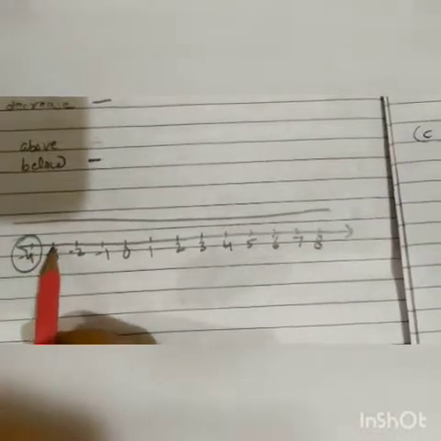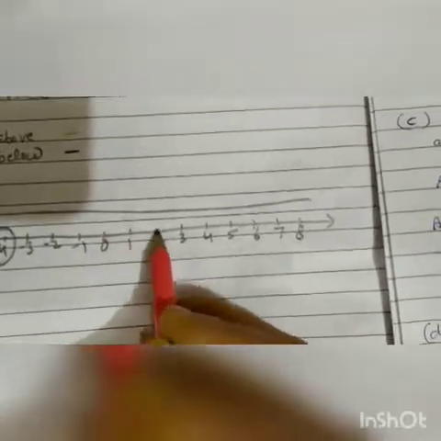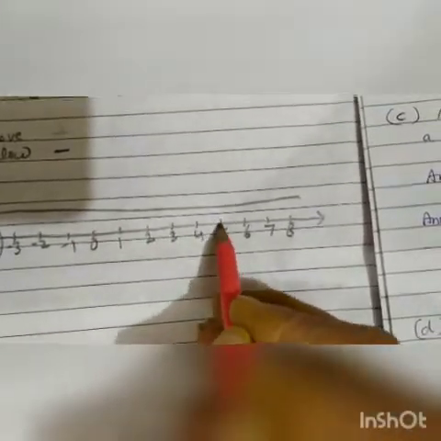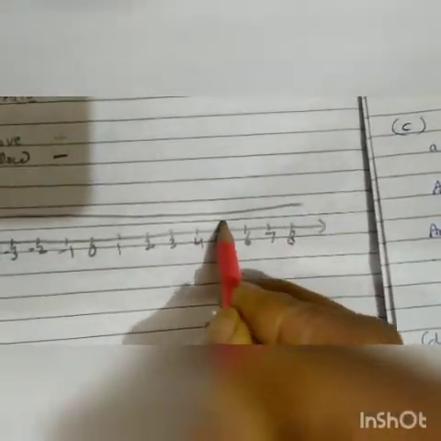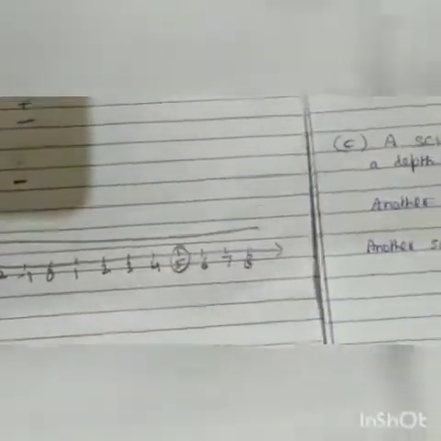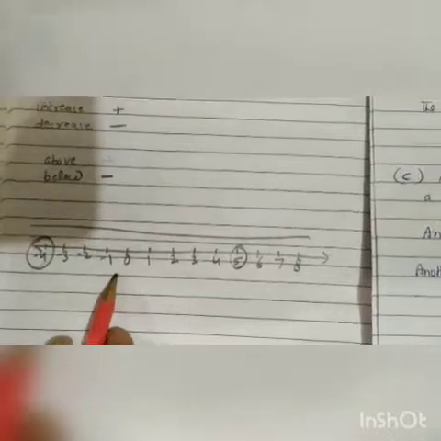So if we count from here 9 numbers, minus 4 we will not count, we will start from here. 1, 2, 3, 4, 5, 6, 7, 8, 9. 9 degrees Celsius temperature increased. Where did we reach? We reached plus 5. So temperature is plus 5 degrees Celsius. You can understand it like this also.